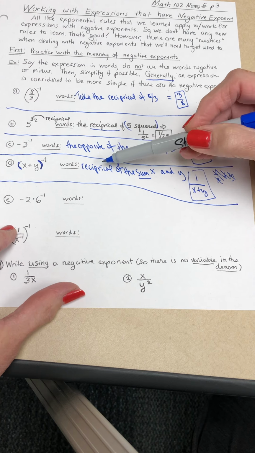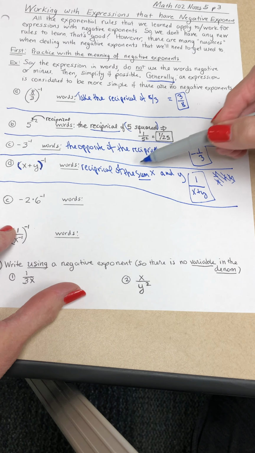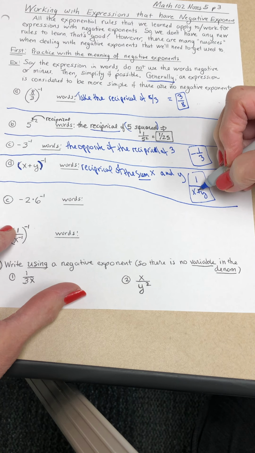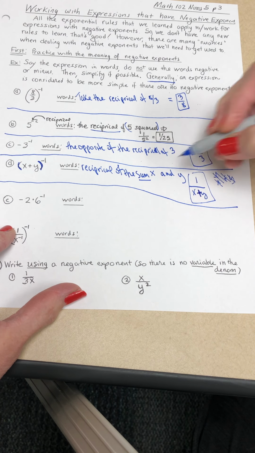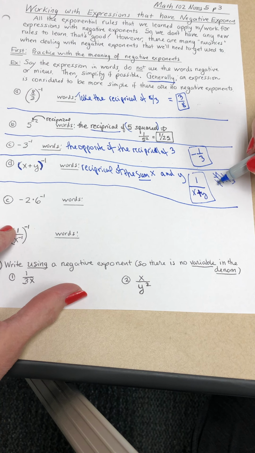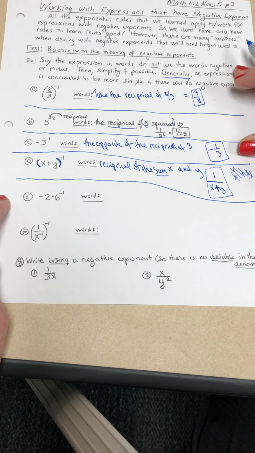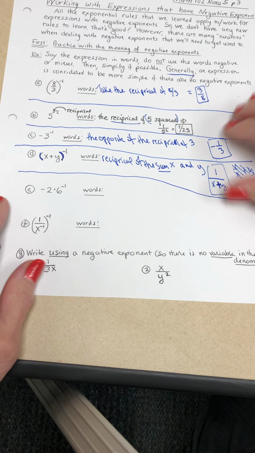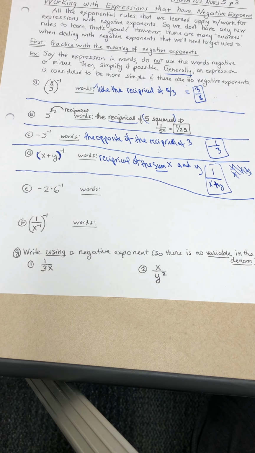So notice the wording says take the reciprocal of the entire sum, the entire addition problem. So the words correctly describe what we're looking at here. Try this one. Then we're going to fix this one here. But try this one. Again, pause the video if you need to.